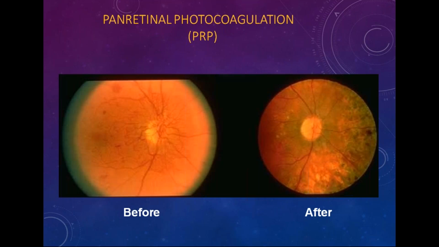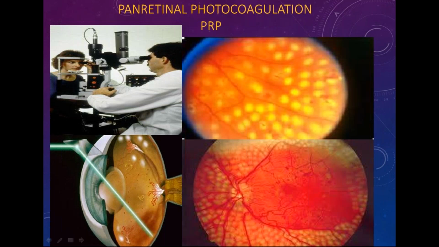This is a picture before PRP and after PRP. Here you can see the neovascularization of the entire retina and disc. And after PRP, there is regression of the vessels on the retina. These are the laser burns. Pan-retinal photocoagulation: you apply 2000 to 3000 laser burns throughout the retina. It leads to regression of the vessels.